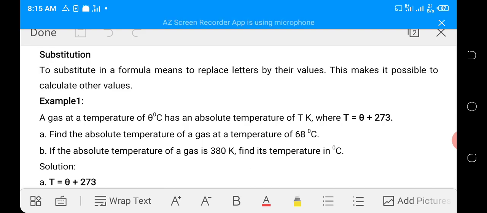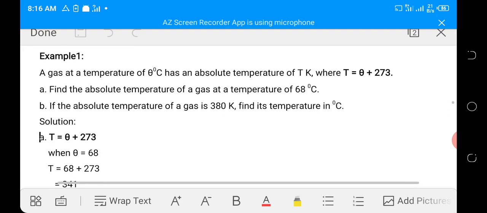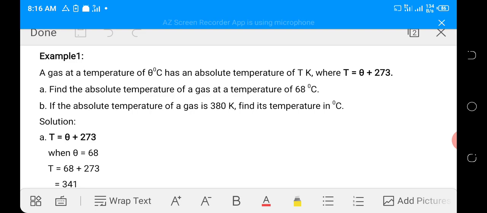To substitute in a formula means to replace letters by their values. This makes it possible to calculate other values. This is better done by examples. Let's look at example 1. A gas at a temperature of theta degrees Celsius has an absolute temperature of T Kelvin, where T is related to theta by the formula given. T is equal to theta plus 273.